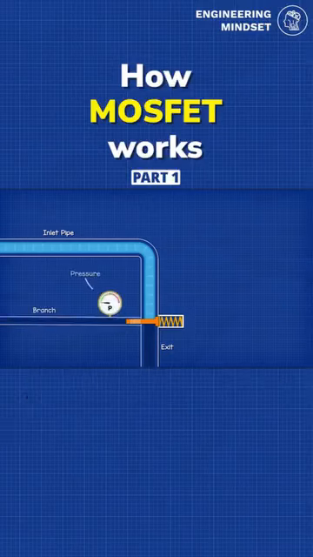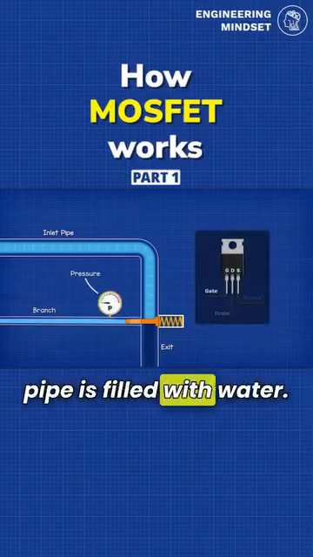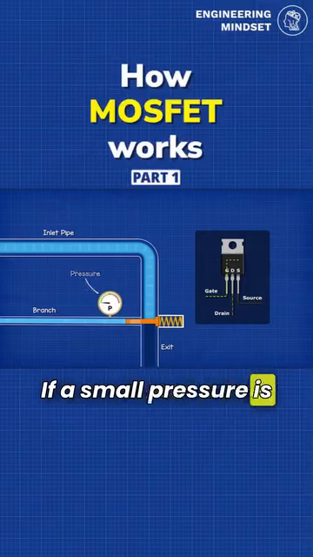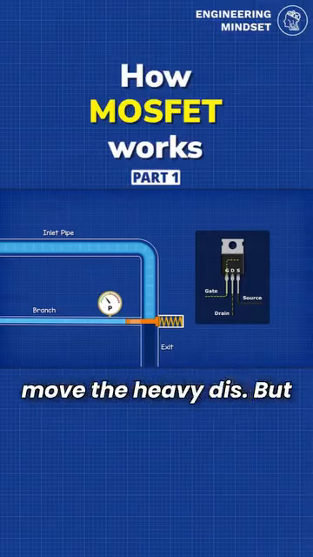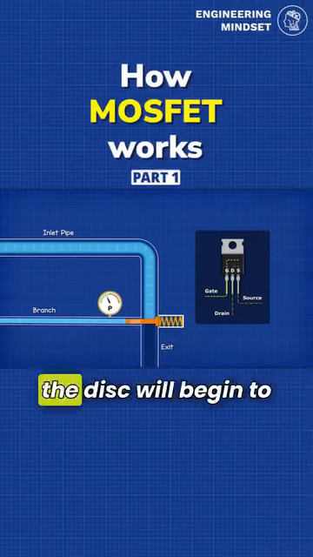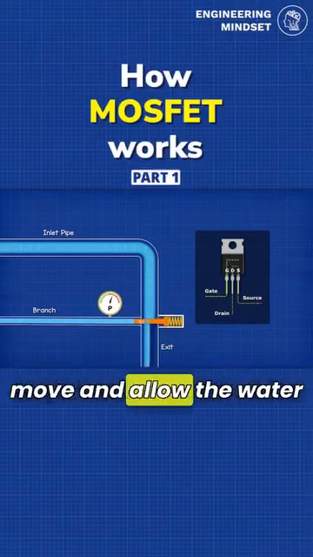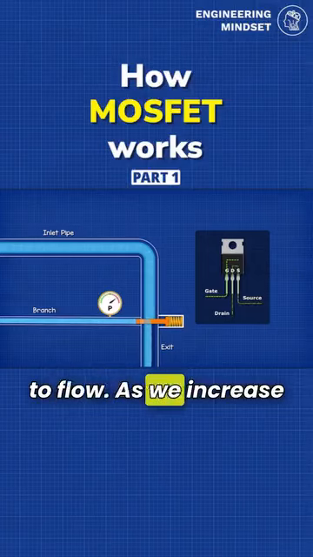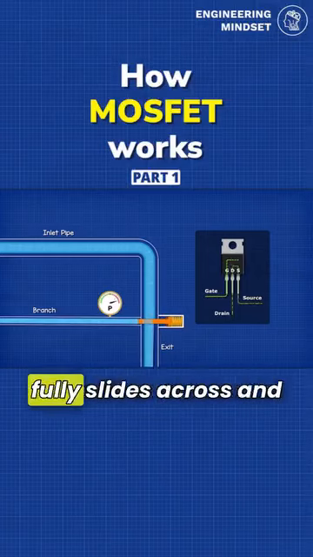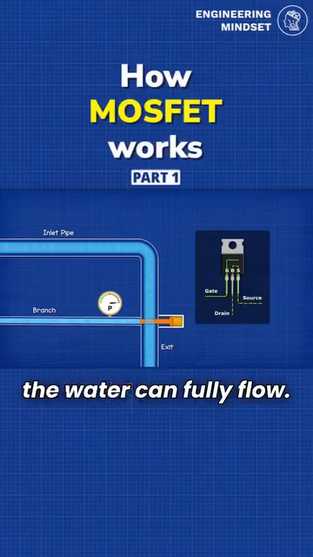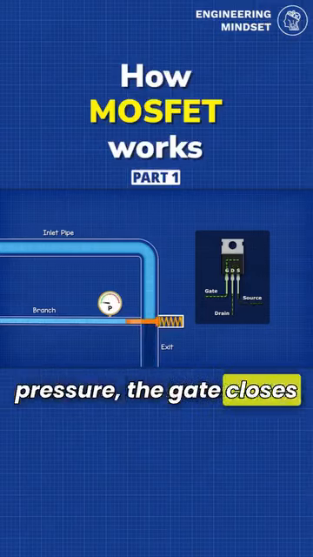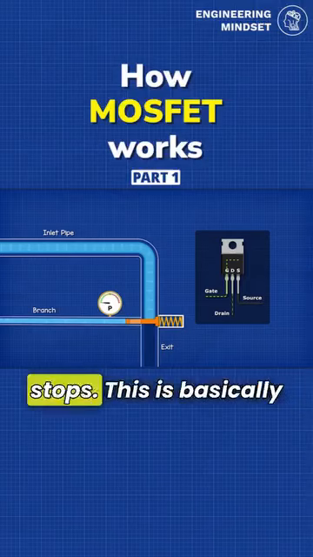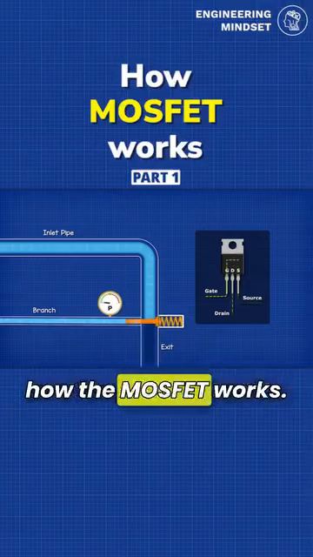Another pipe connects to this disc, and the pipe is filled with water. If a small pressure is applied to this pipe, it won't be enough to move the heavy disc. But at a certain pressure, the disc will begin to move and allow the water to flow. As we increase the pressure, the disc fully slides across and the water can fully flow. But if we remove the pressure, the gate closes and the flow of water stops. This is basically how the MOSFET works.